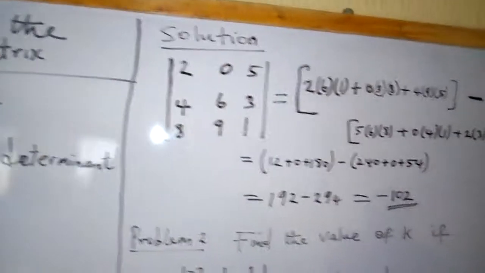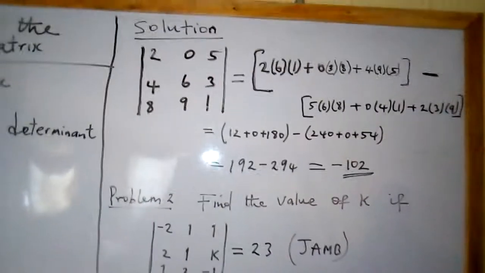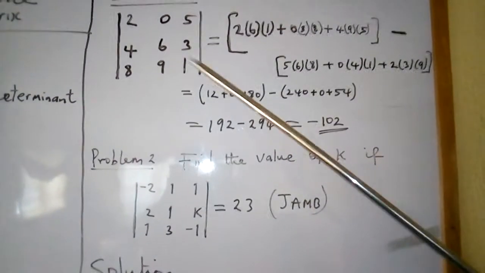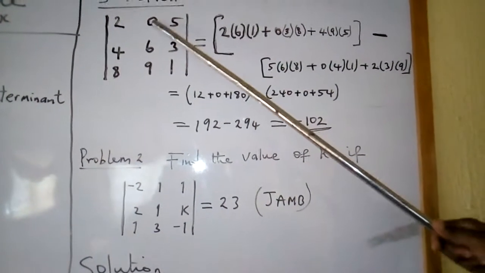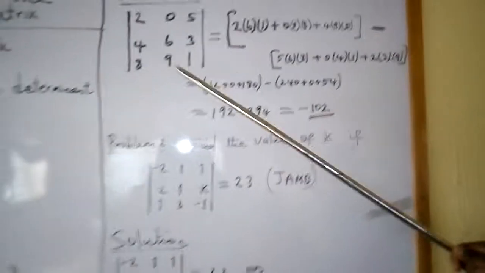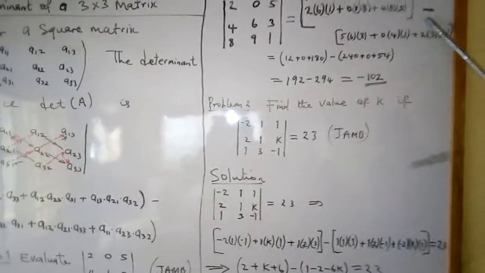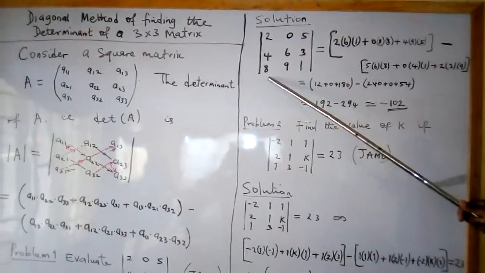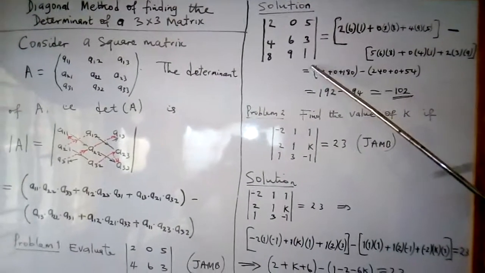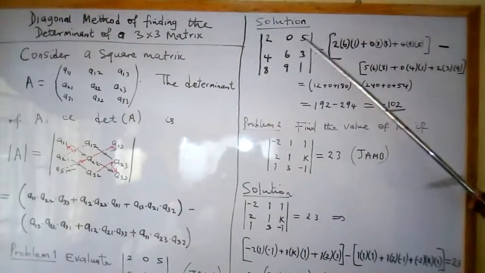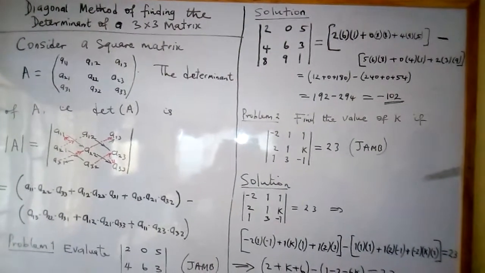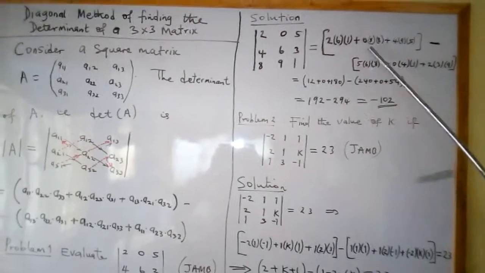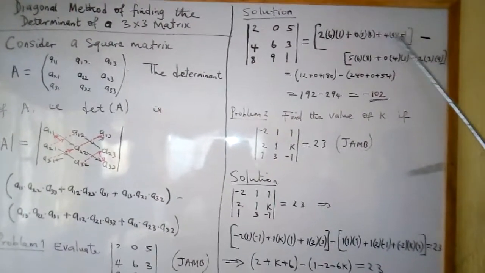You follow what we have done in the alphabetic illustration. You see that the determinant of this is 2 times 6 times 1 plus 0 times 3 times 8 plus 4 times 9 times 5, which is given here, minus the secondary diagonal 5, 6, 8. That's 5 times 6 times 8 plus 0 times 4 times 1 plus 2 times 3 times 9, which is this. And then you see that this is 1 times 6, 12, 0, 5 times 4, 20 times 9, 180.